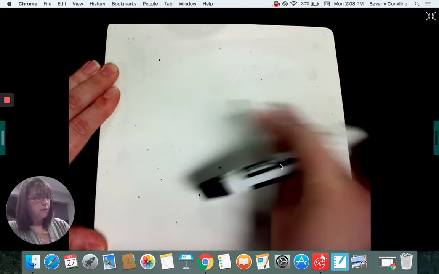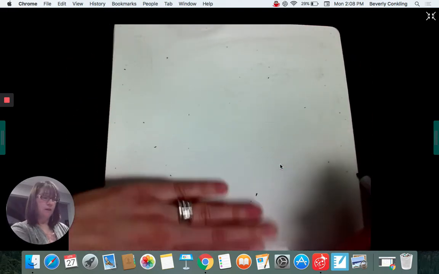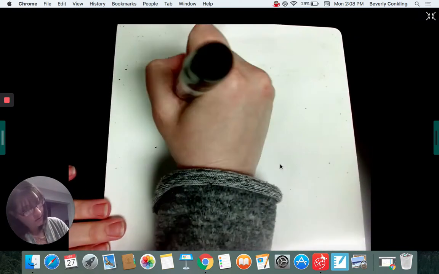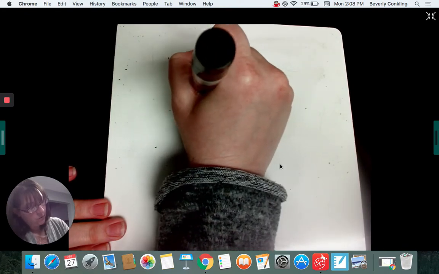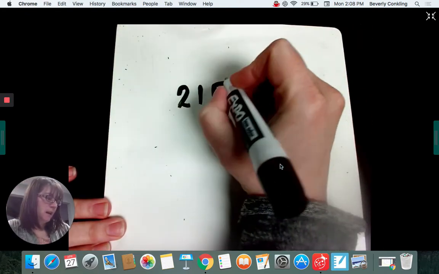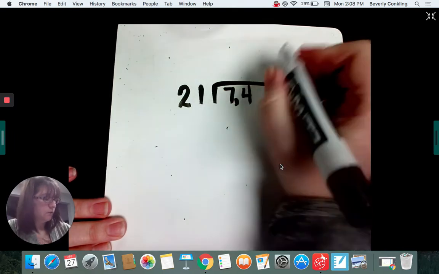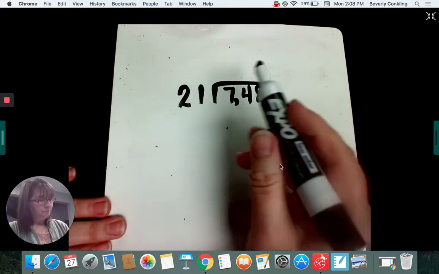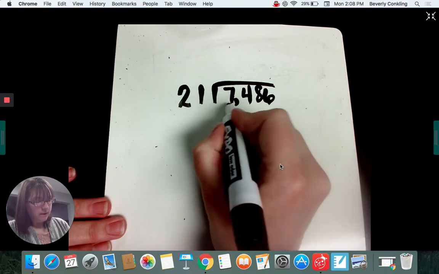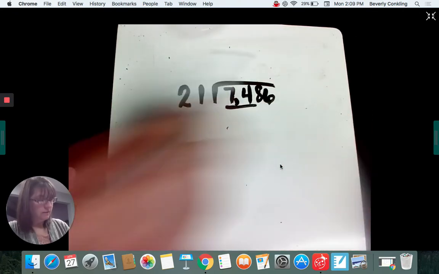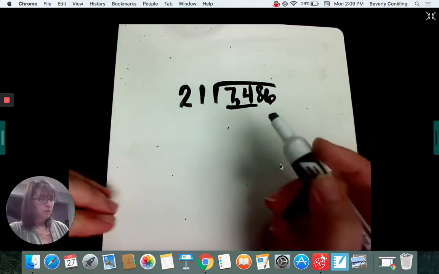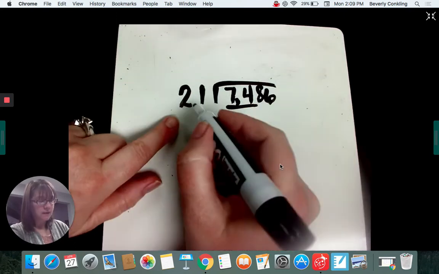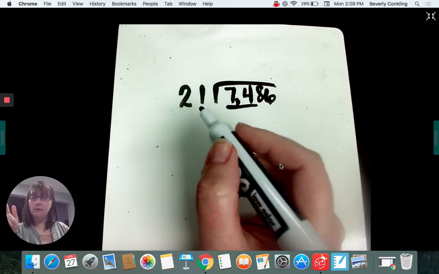Now let's take a look. What happens when I have a double-digit divisor? Okay, so let's do 21. Okay, and I'm going to divide 7,486. Okay, so 21 will not go into 7, but it will go into 74. Now, remember, in order to help myself figure out, instead of just guessing random numbers to take 21 times, round this off. I'm going to round this to the nearest 10, so I'm going to round this to 20.